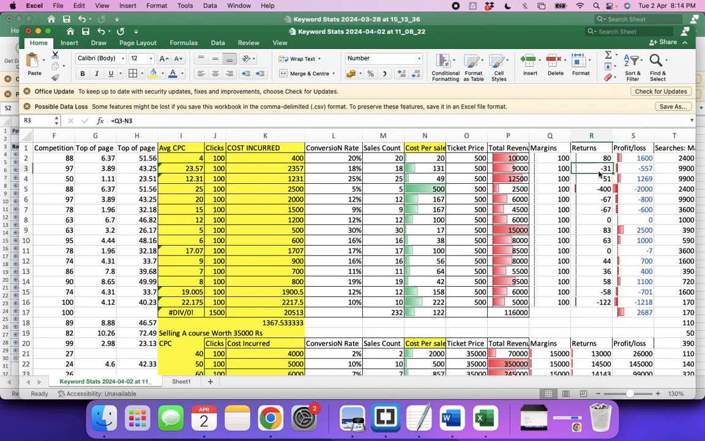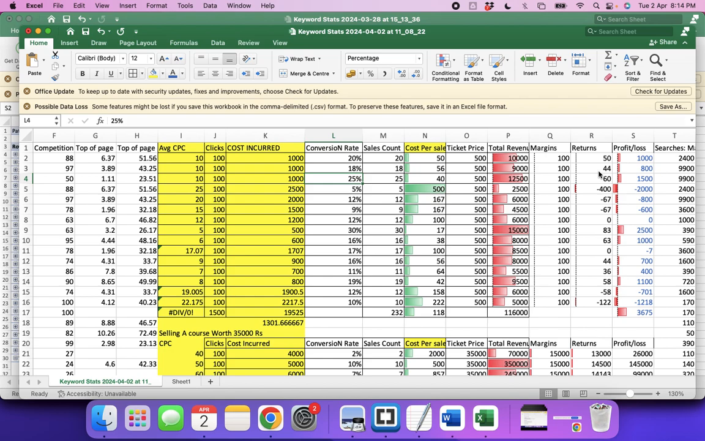Even Flipkart is not profitable because the CPCs are very high. Let's assume CPCs are the same for everybody. Let's take it as 10 rupees, 10 rupees, 10 rupees. Okay, here in sales count, all of them are profitable, but who is more profitable here? Big Basket. Why is Big Basket more profitable? Because their conversion rate is 25%.